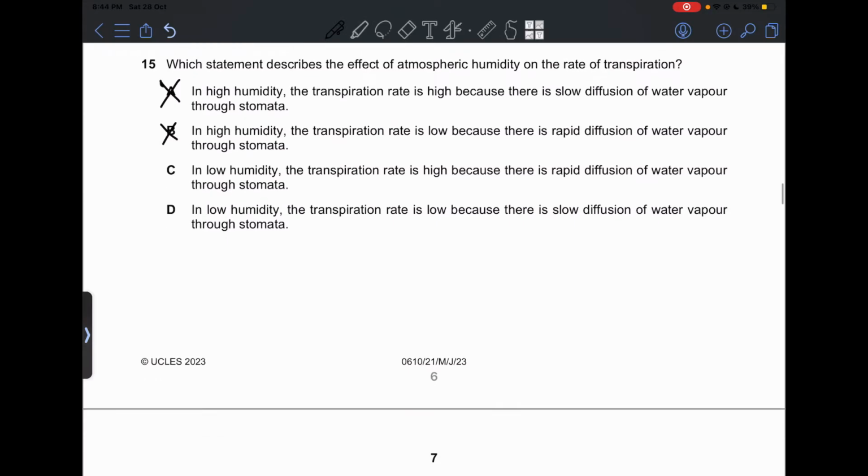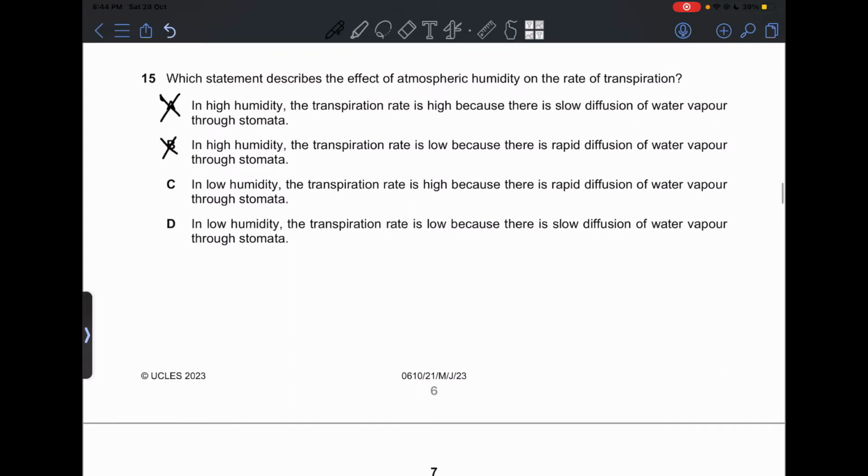Let's read C. In low humidity, the transpiration rate is high because there is rapid diffusion of water vapor through the stomata. This is a correct statement because in low humidity, the transpiration rate is high, and also there is rapid diffusion as a result of that. So our answer is going to be C.